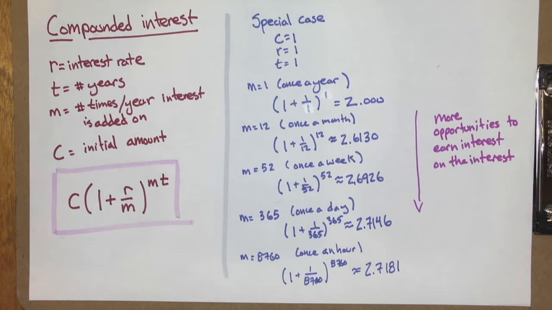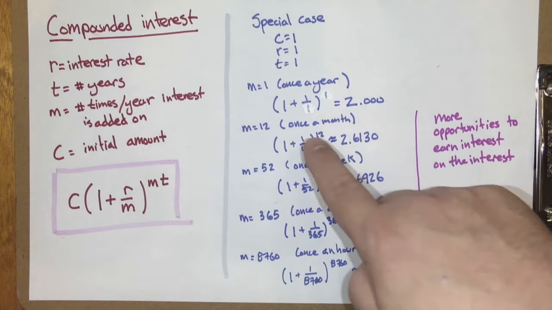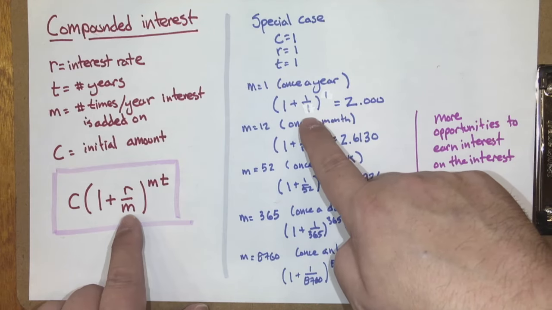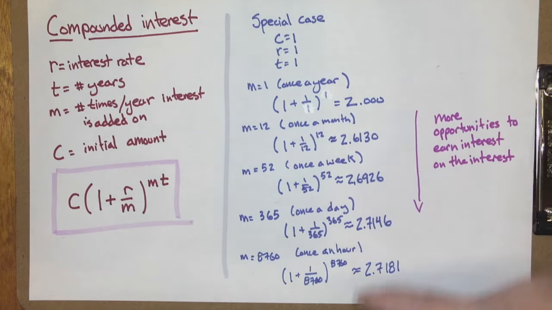Now we'll do a very special case. Suppose we're going to start with $1. We're going to go for 1 year, and our rate of return is exceptional, 100%. Now the question, how much should we have after a year? Well, if I'm only going to get my interest once a year, 1 plus 1 over 1, to the 1. So I got 100% return, $2.